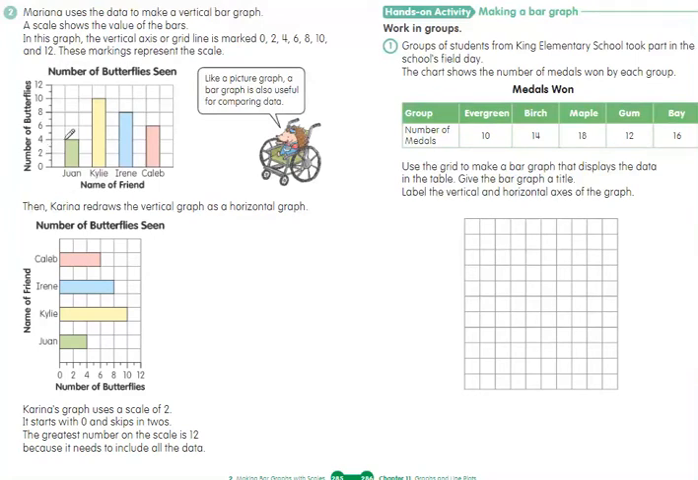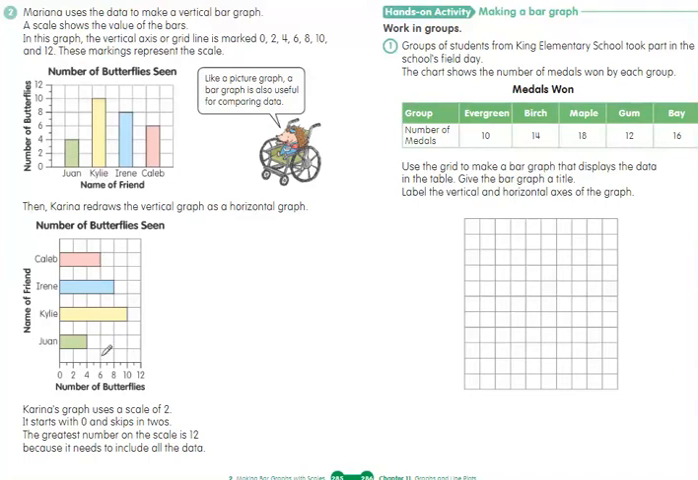While this is a vertical graph, this down here is a horizontal graph. If you notice, it just means that the graph was shifted and turned. So the title's the same. The names of friends, instead of being on the bottom, are on the vertical side. And the number of butterflies, instead of being on the vertical side, is on the horizontal side. But the scale is still the same, and the data is still the same.